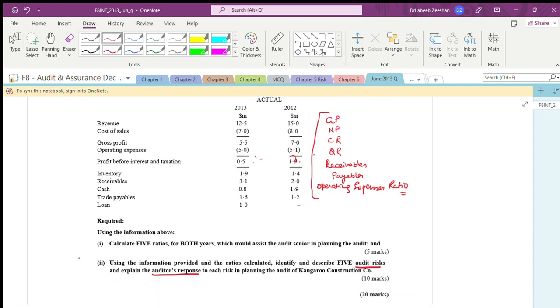5 ratios for both years, which would assist the audit senior in planning. Means 5 ratios, 5 into 2, 10 ratios, 5 marks. For each audit risk 1 mark, and for each audit response 1 mark. Total it comes to 15 marks.